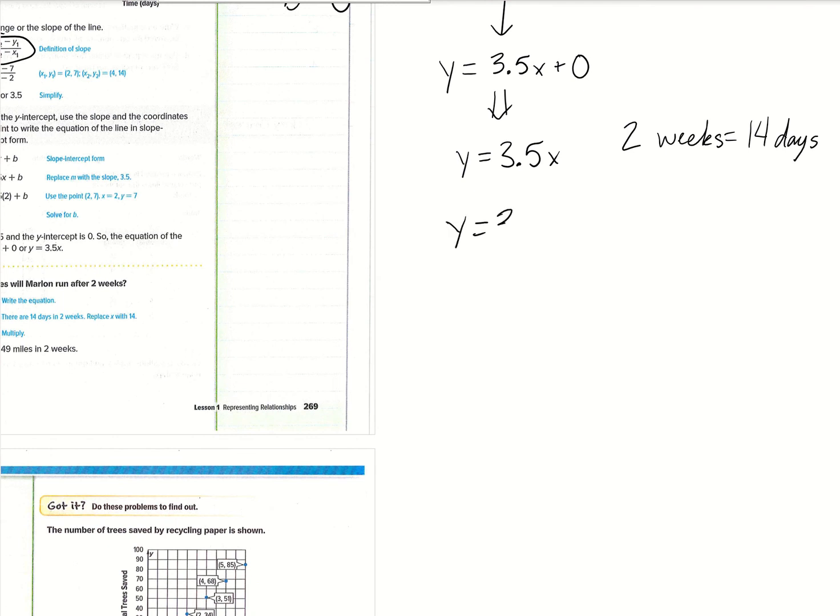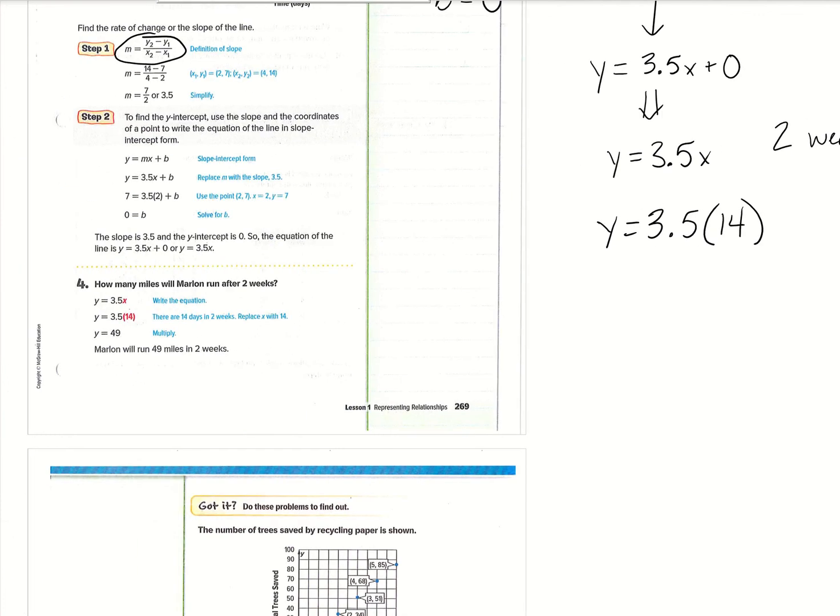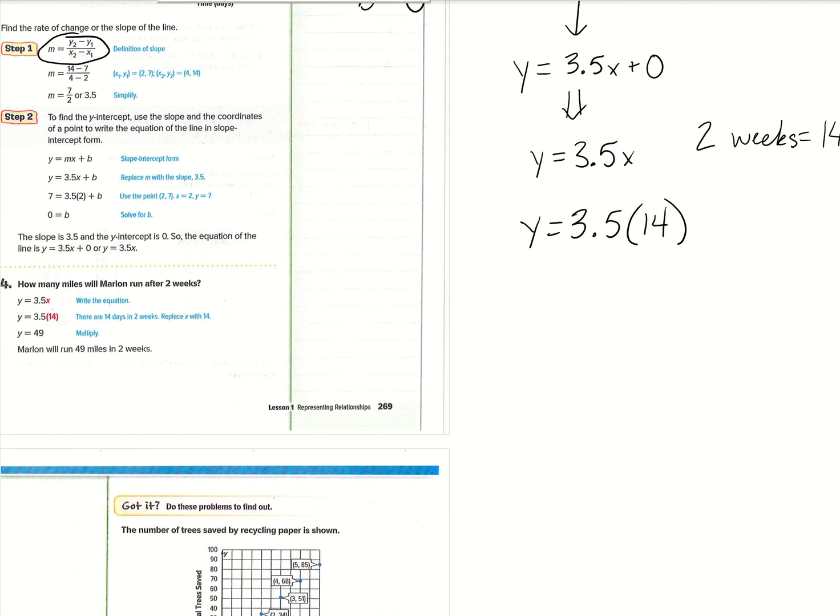So we'll have y equals 3.5 times 14. All right, and then we can just plug or simplify that. So 3.5 times 14 equals 49. So that means after 2 weeks, he will have run 49 miles.